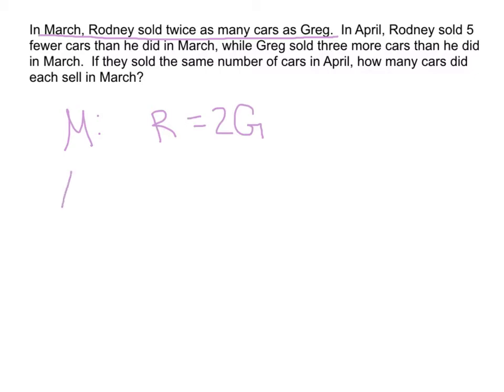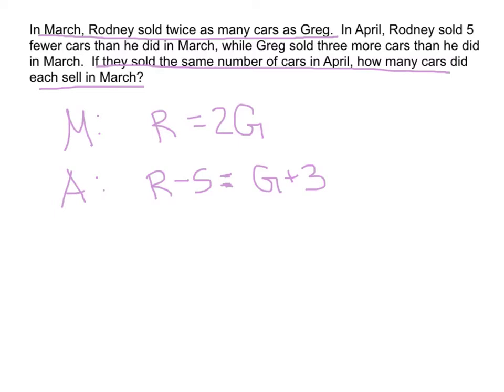In April, Rodney sold 5 fewer cars than he did in March, and Greg sold 3 more cars than he did in March. And they sold the same number of cars in April. So because they sold the same amount of cars in April, their amounts are going to be equal to each other. Now it asks me to find out how much they each sold in March.